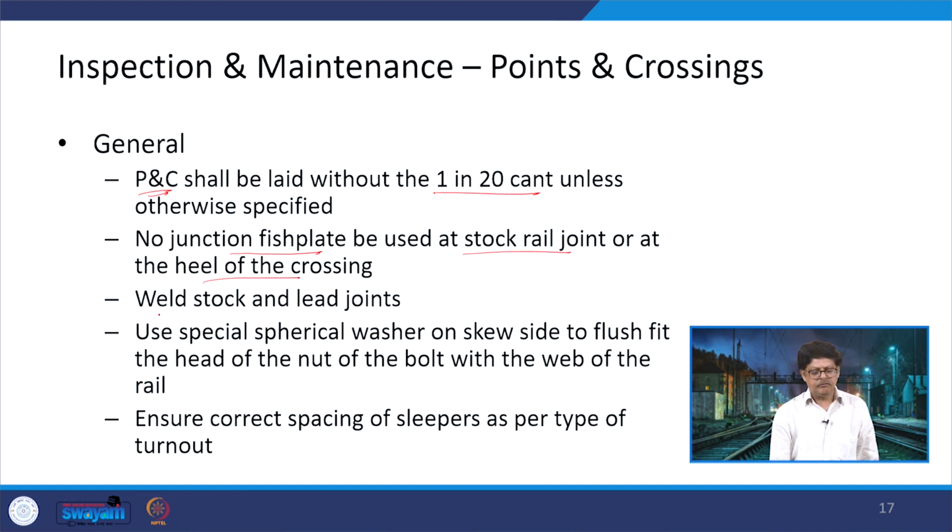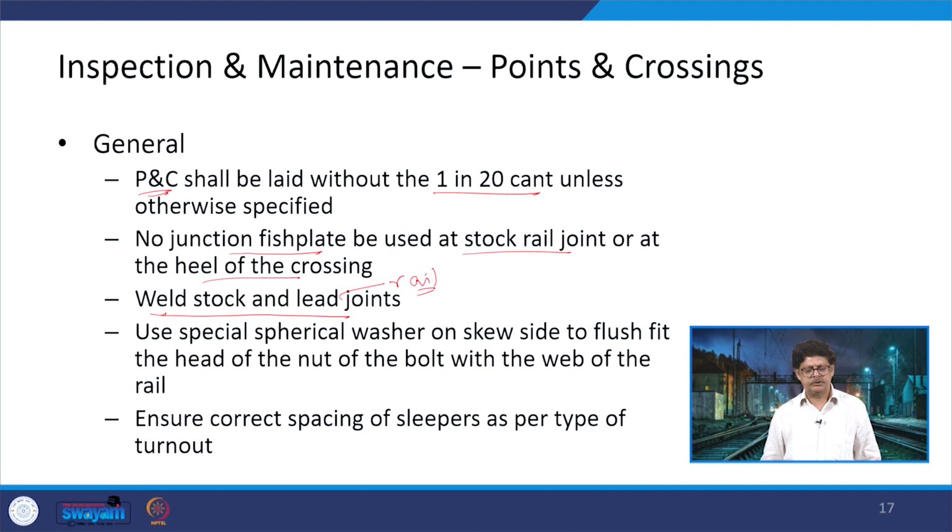Then we have to weld the stock rail and the lead rail joints. So, lead joints means the lead rail joints. They need to be welded, and we talked about the spherical washers.